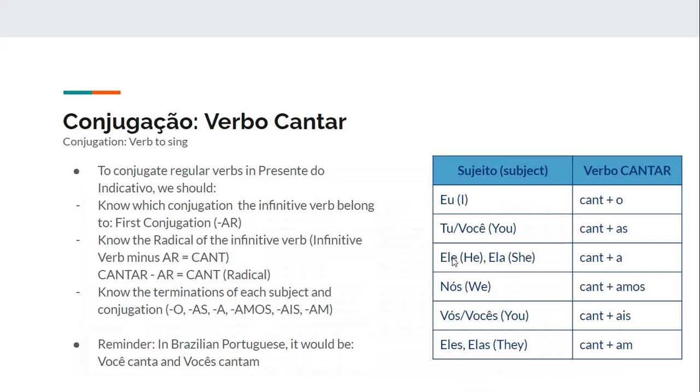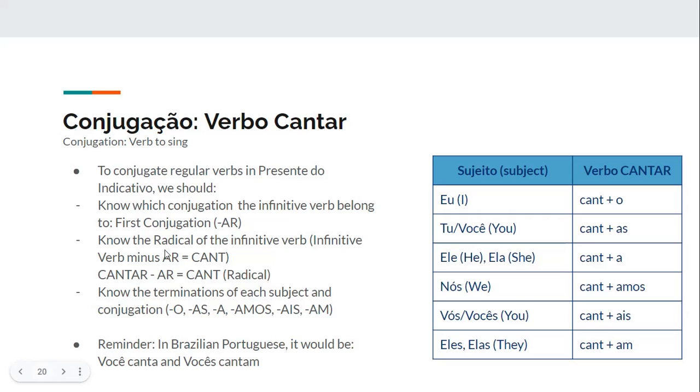Alright, so here I put a step by step with the information. When we want to conjugate regular verbs in presente do indicativo, we should first know which conjugation the infinitive verb belongs to. So in this case, let's take a look. Cantar, to sing. Cantar ends with ar, right? So cantar is from the first conjugation. And now let's get to know the radical of cantar. So the radical of cantar is the infinitive form minus ar.